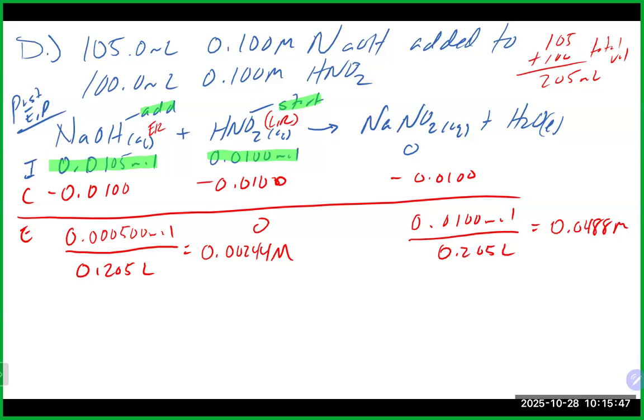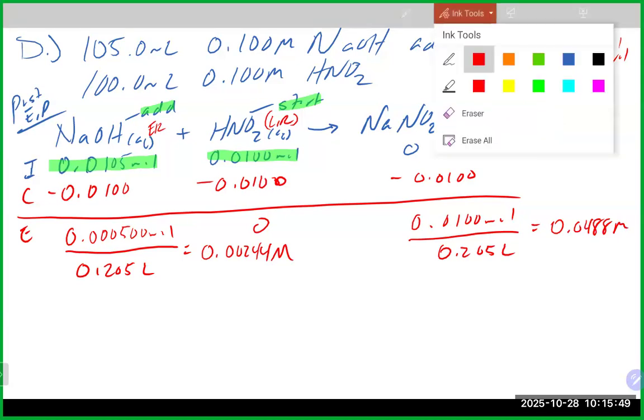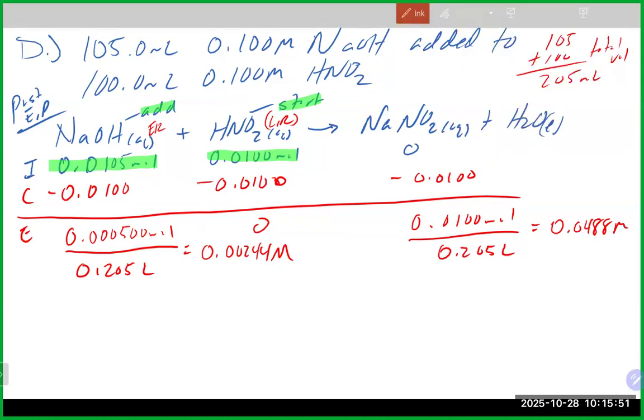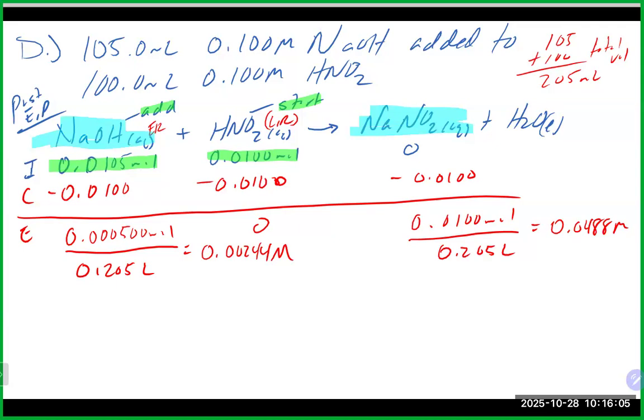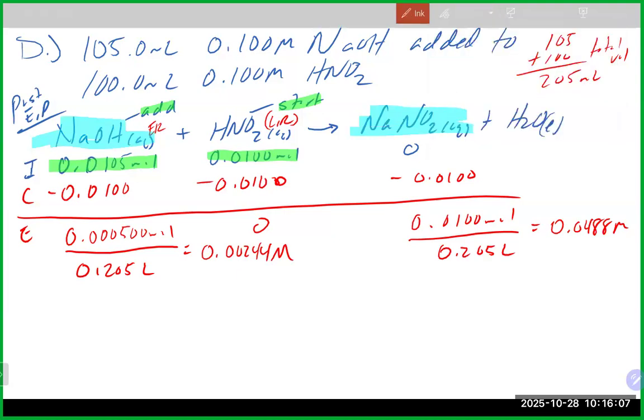0.0488. So again, if you're not sure, you should take a look at your ice table and figure out what you got going on. So obviously here we got some salt left over. We have some sodium hydroxide. Once again, a reminder that just because you got two numbers does not make it a buffer as much as you might want it to be. It is not a buffer here.